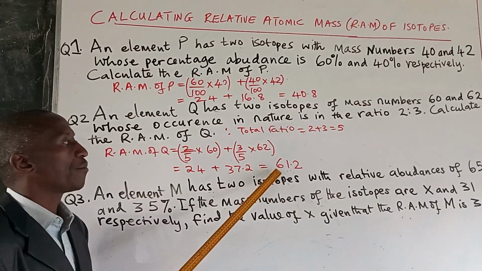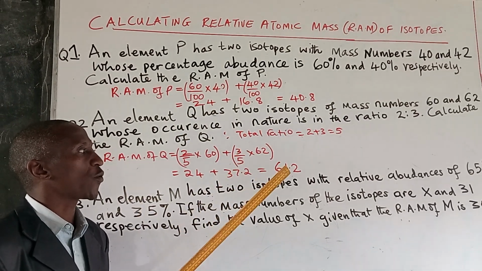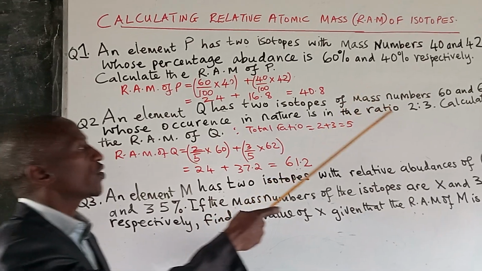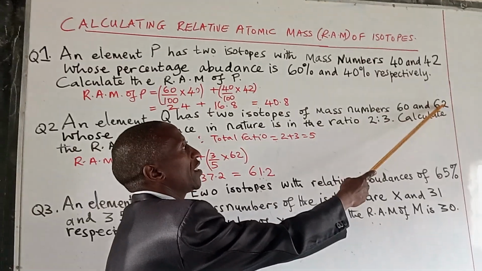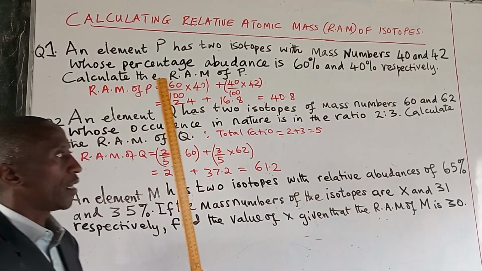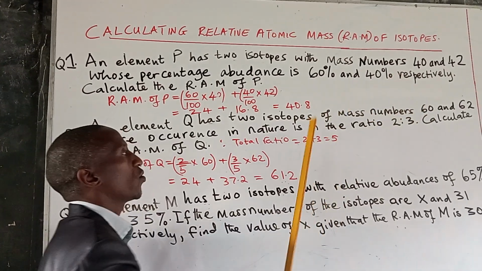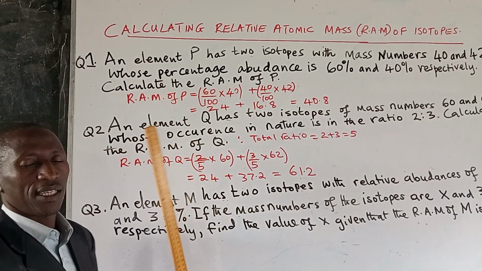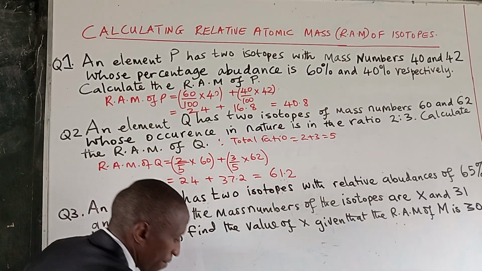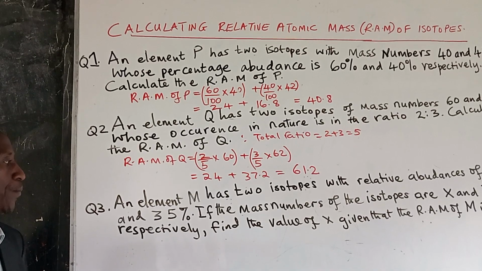The RAM is closer to the mass number of which isotope? 61.2 is closer to 62 because of the higher percentage abundance compared to 60. So that concept is justified at this level. Let's move on to question number 3.